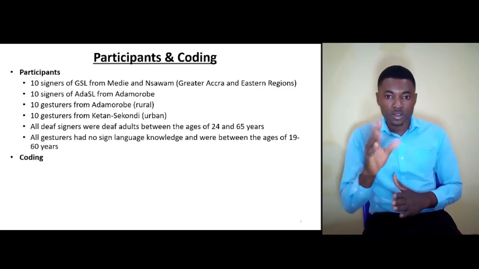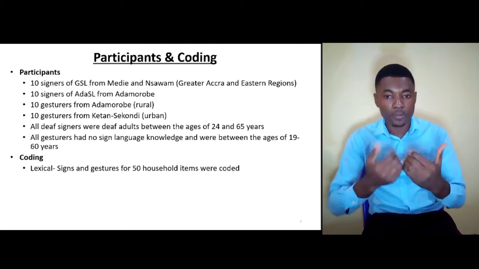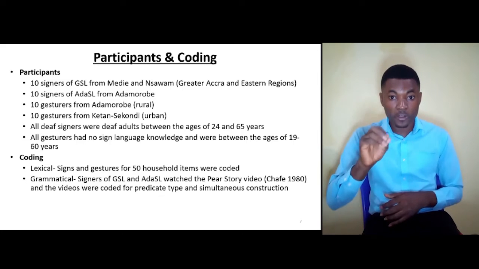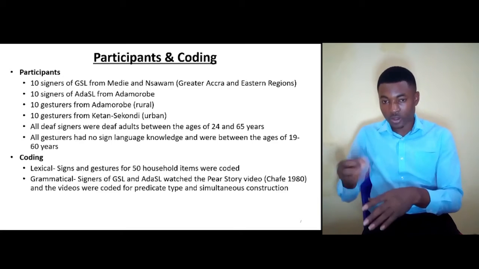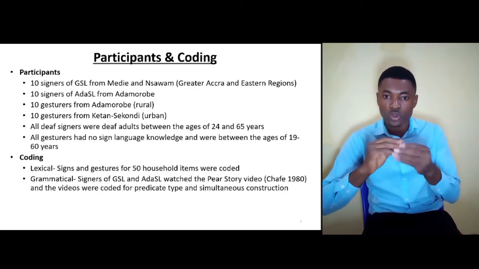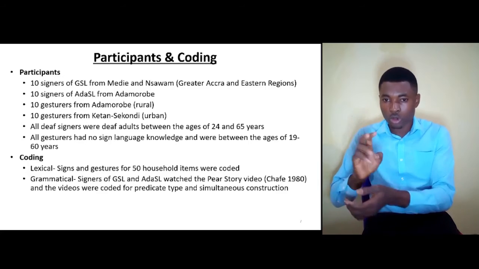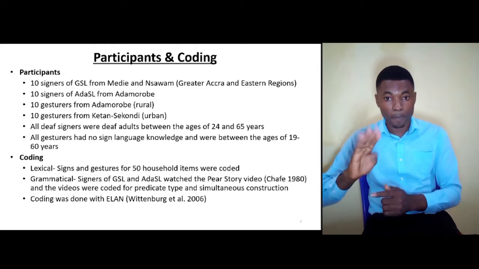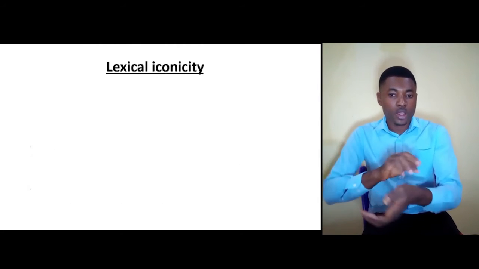For the coding of both the lexical and grammatical items, this is how it went. So for the lexical categories, I had signs and gestures for 50 household items. For the grammatical category, signers of both sign languages watched the pair story video. The pair story video is a popular video used for linguistic elicitation, and the videos were coded for the type of predicates used and the simultaneous constructions that were used by signers. I did all the coding with Elan. Elan is a language annotation software.